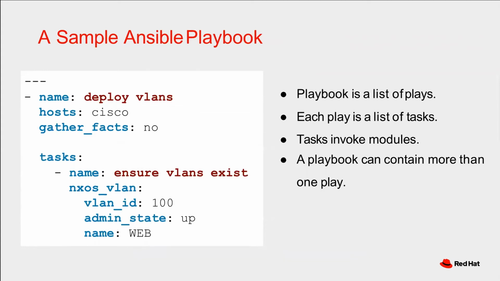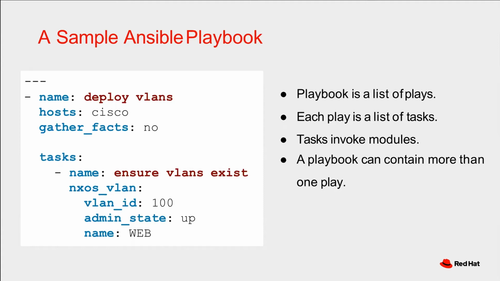And then just to take a look at a quick example Ansible playbook, we'll see that the first line has 3 dashes, and that's just to tell Ansible that this is a YAML file. And then our next field is the name of the playbook itself. And then we'll address which hosts are going to be affected by this playbook. And then the gather facts.